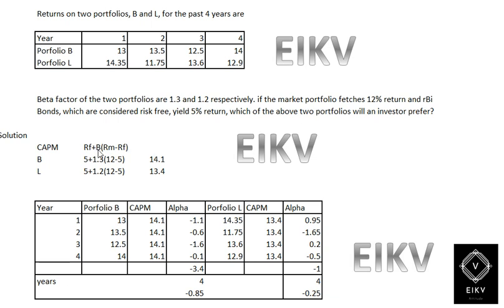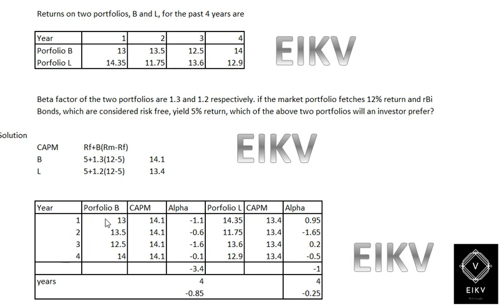So going ahead with the solution, the CAPM formula is RF plus beta into RM minus RF. Therefore, the return for portfolio B would be 5 plus 1.3 into 12 minus 5, which is 14.1, and in case of portfolio L, it would be 5 plus 1.2 into 12 minus 5, which is 13.4.